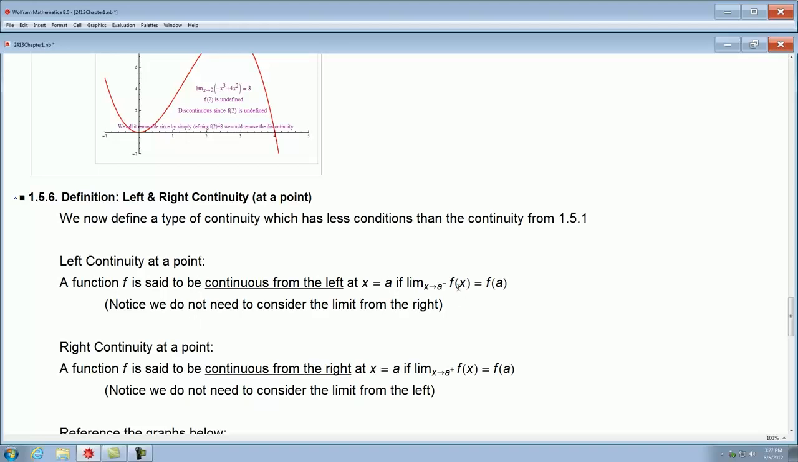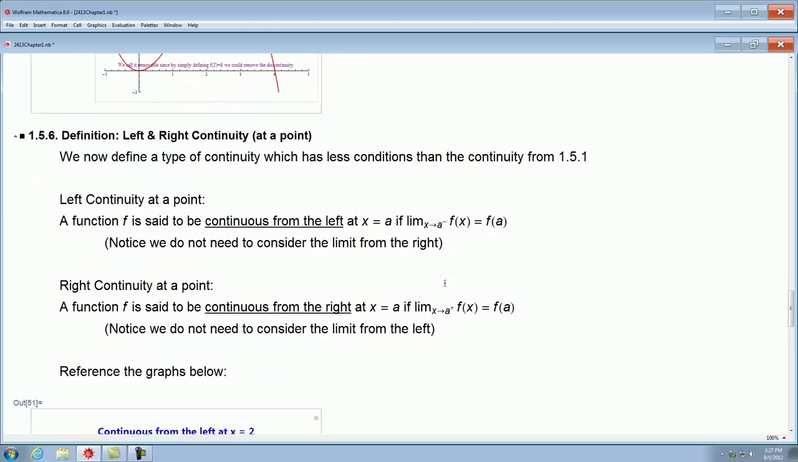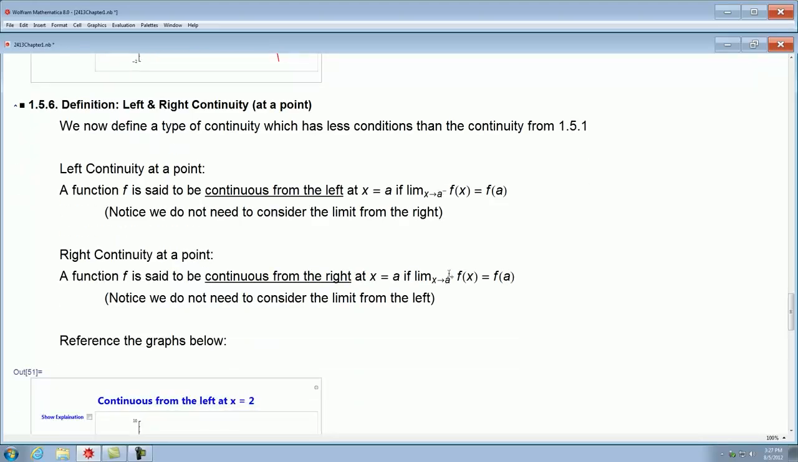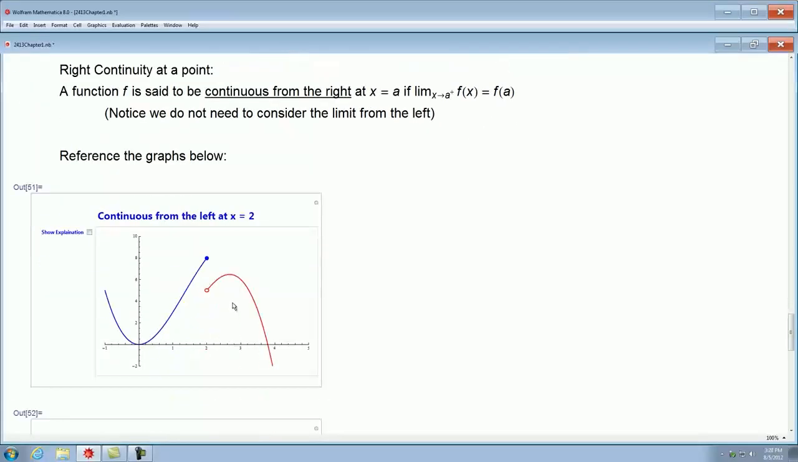Notice that we have the negative sign here. In the previous definition from 1.51, we didn't have that sign, which meant the limit from the left and right had to be the same. Here, we only need the limit from the left to exist. Same with this one. For right continuity, we only need the limit from the right to exist. But they both have to be equal to the function's value there. So let's just see this illustrated.